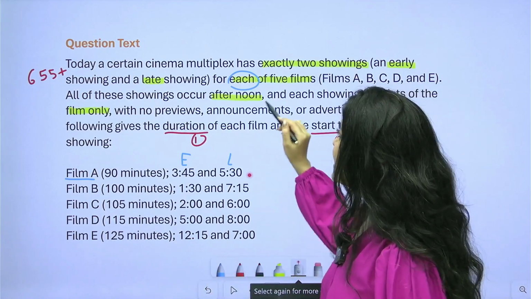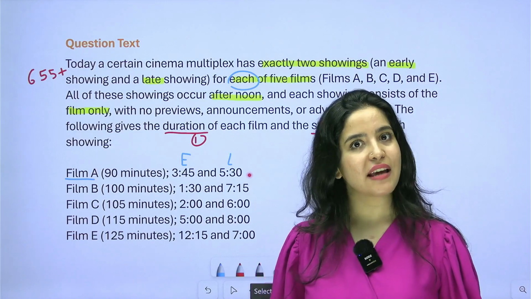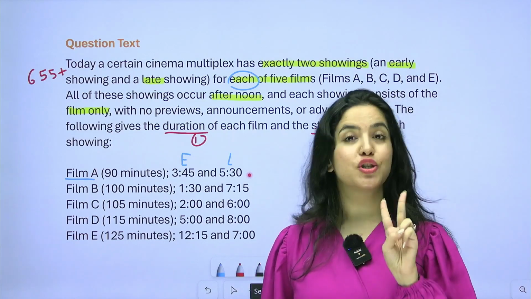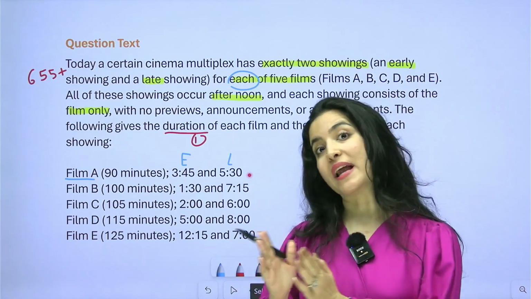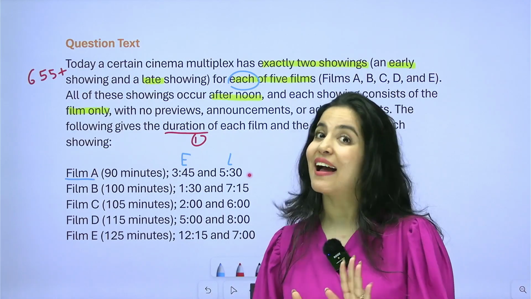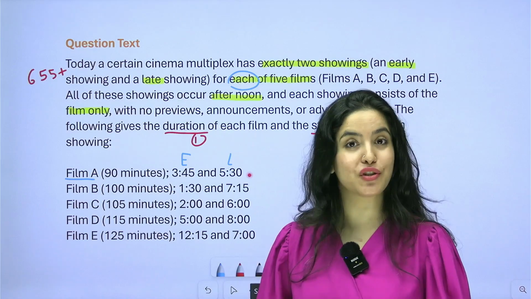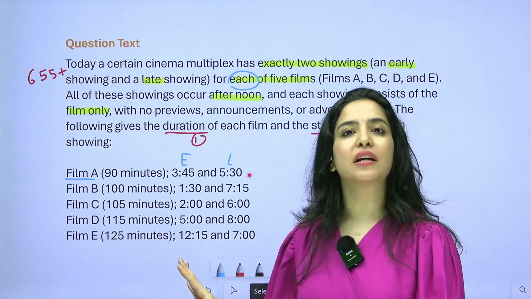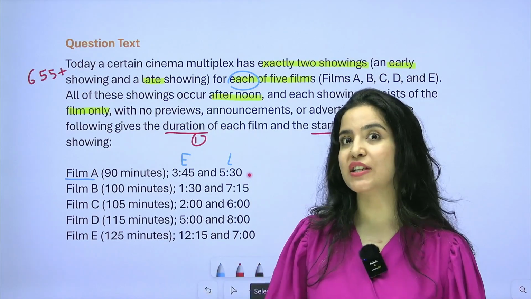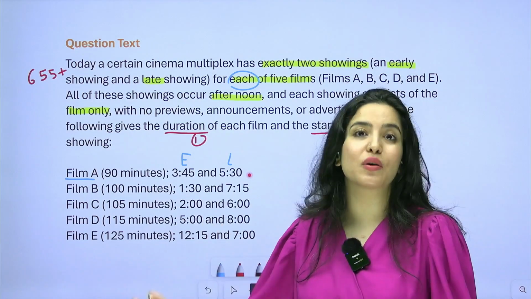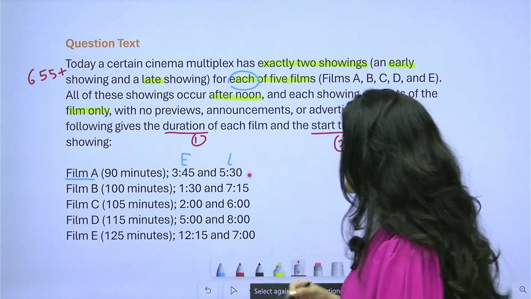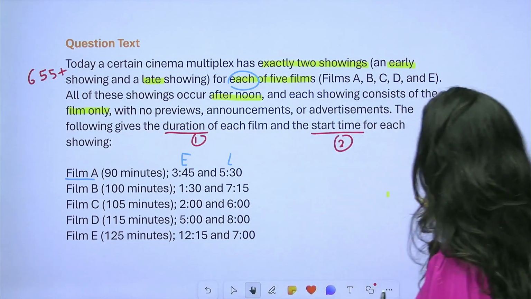Okay, so with this, I've understood everything that's here. 5 films, 2 showings for every film. When does it start? When does it end? I can find that because I have the duration. Now that I've completely understood this, I'm not going to put in more energy until I see what the question is even asking, right? So we'll go now and see what is being asked.